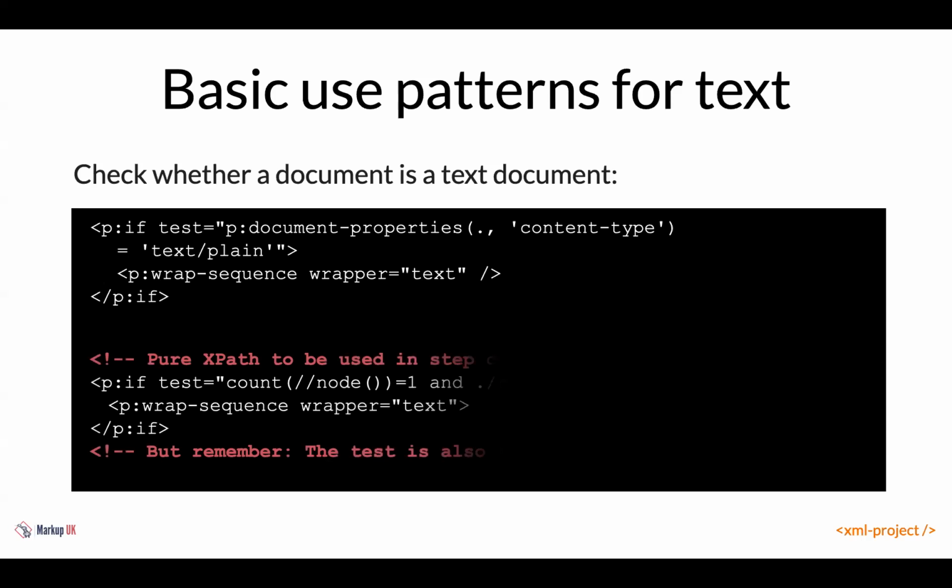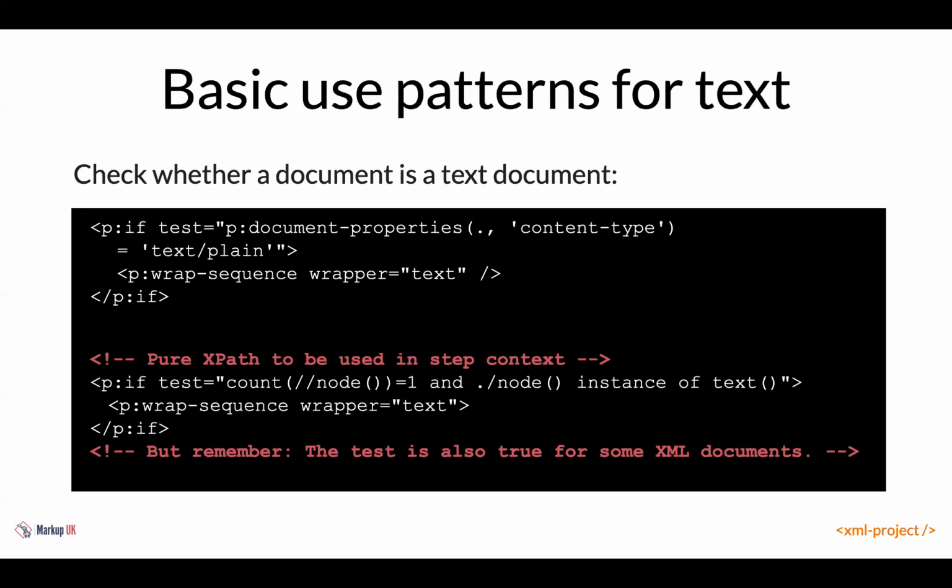The second way to test for text documents is this expression, which uses the specifics of a text document. It says count the number of nodes, and if the number of nodes is 1 and the only child node this document node has is an instance of text, then treat it as text. This is useful because the function p:document-property is only visible in XPath contexts evaluated by the XProc processor. All the steps have their own XPath context, and the function is not visible there.